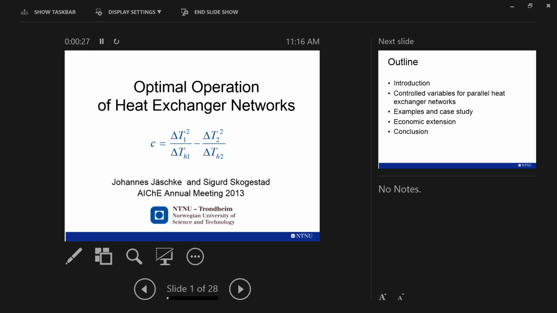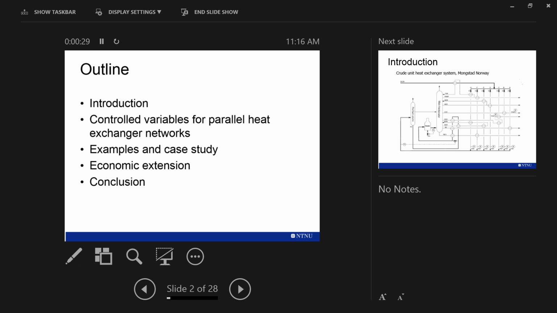Okay, so the outline of the rest of my talk. After a short introduction, I'm going to talk about controlled variables for parallel heat exchanger networks. I'm going to show some examples and a case study. And since everybody's talking about economic eMPC and economic things, I'm also going to do an economic extension of my method. And then I'm finishing my talk with the conclusions.